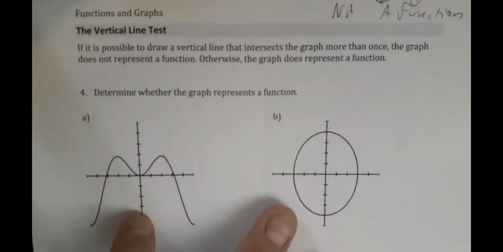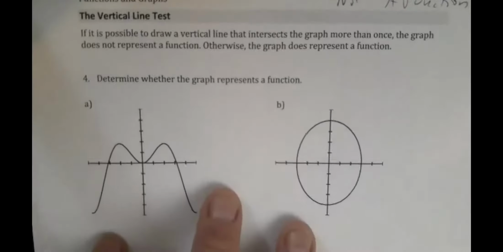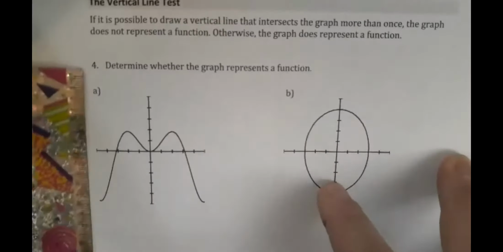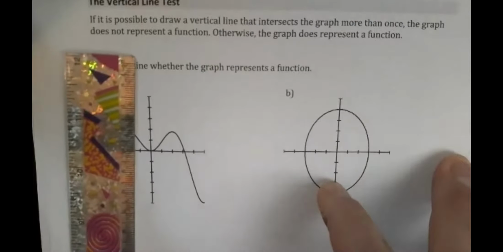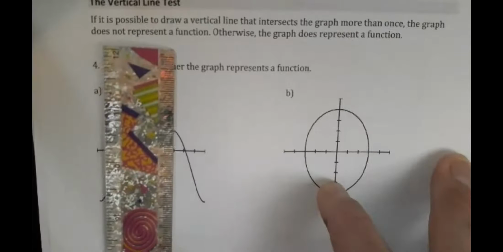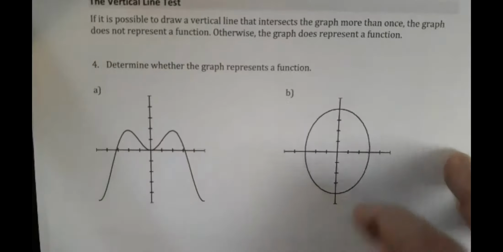Another way you can do that is if you have a straight line, a credit card, a ruler, something, you can slide that ruler across there. If it ever hits 2 points on your card or your ruler, it is not a function. So we're looking at these things. We want to determine whether these things are a function. So we're looking along here. If we do this sort of thing, we move our ruler along. You might notice it's always going to hit it at exactly 1 spot. We're never going to get 2 spots where it's hitting, right?